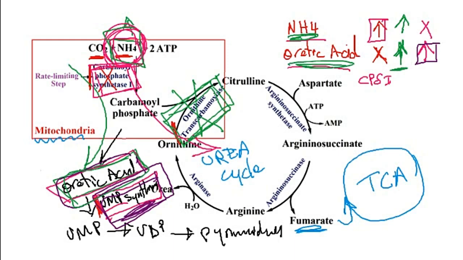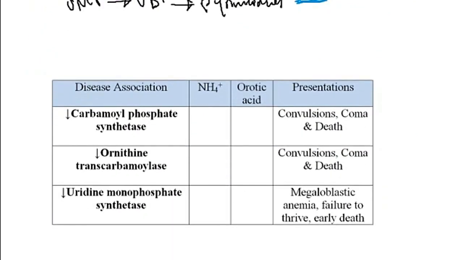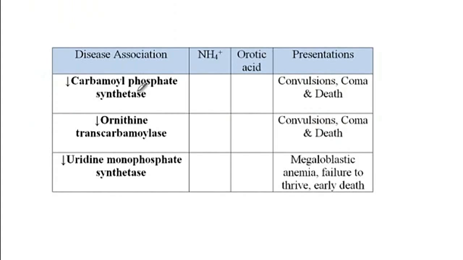So now we can go through this table and fill it together. How does deficiency of these enzymes affect the level of ammonia as well as orotic acid, and what are the clinical presentations of these enzyme deficiencies? So carbamoyl phosphate synthase 1 was closest to ammonia, so there would be an increase, but no increase in orotic acid. Uridine monophosphate synthase was closest to orotic acid, so there would be an increase in the level of orotic acid, but not the ammonia. And then finally, ornithine transcarbamylase was in between both reactions, so there would be increased levels of both.